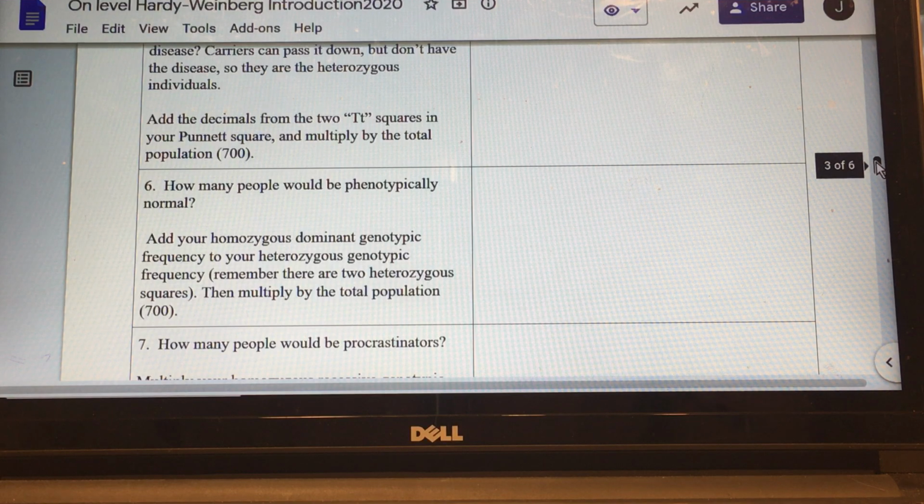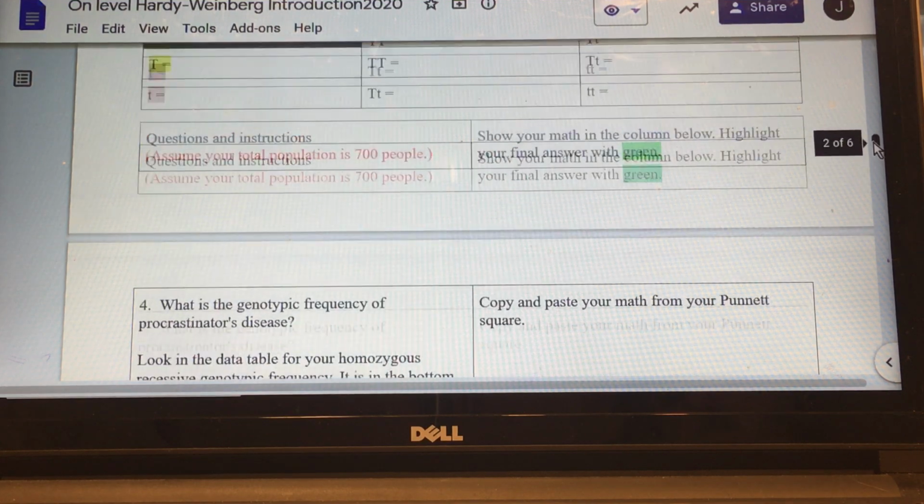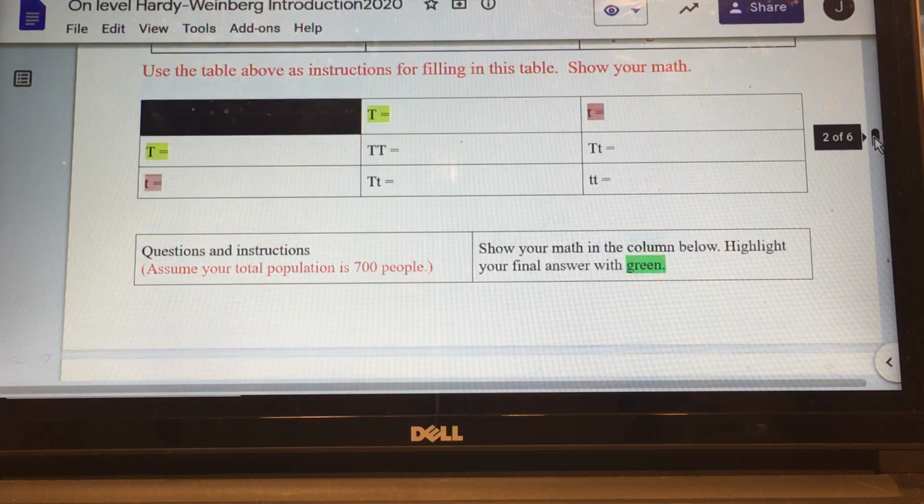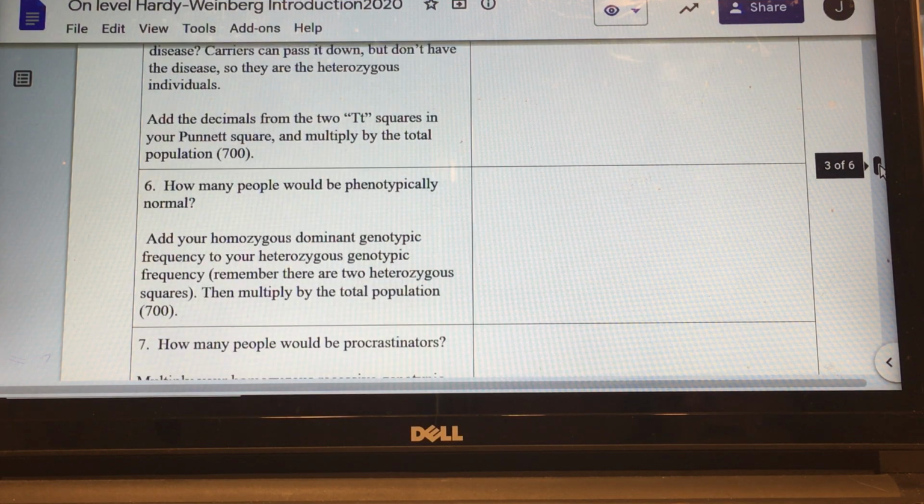In case you mess something up, you want the teacher to be able to figure out what happened. So now here says how many people would be phenotypically normal. Add your homozygous dominant genotypic frequency to your heterozygous genotypic frequency, and remember that there are two heterozygous squares, and then multiply by the total population, which is 700. So you go back up to your Punnett square, get your decimal from here, plus your decimal from here, plus your decimal from here, add them all together, and then multiply that by 700. Now, that is for number 6.